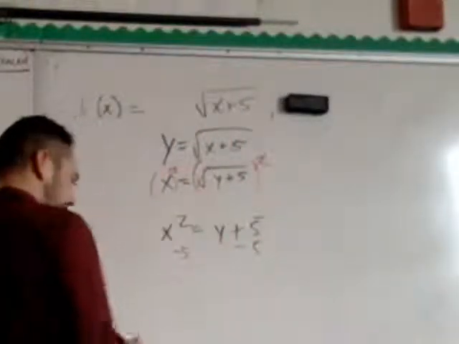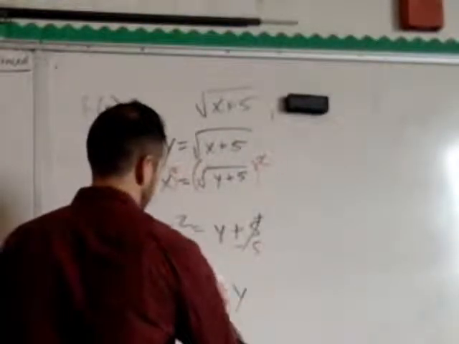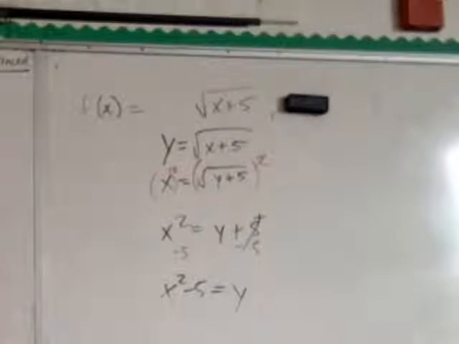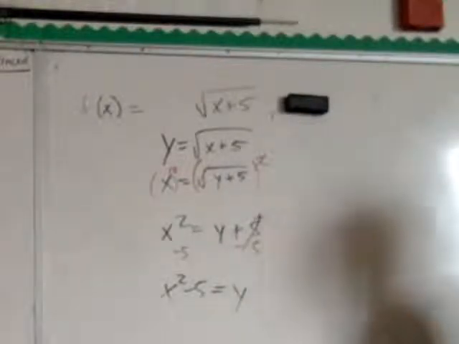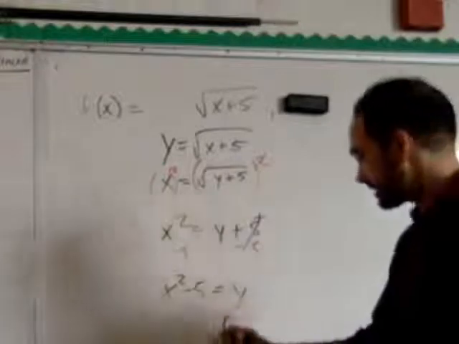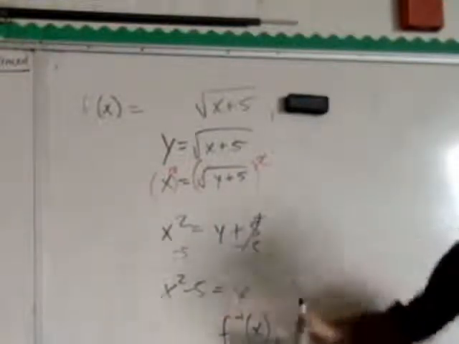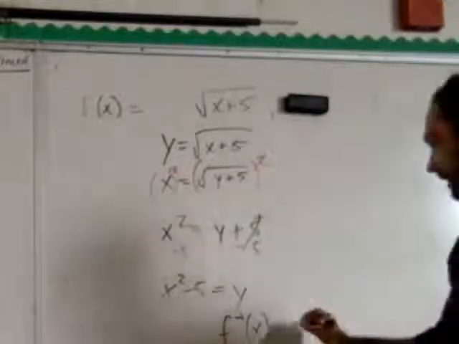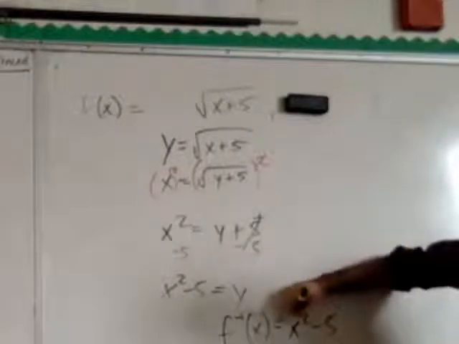What are we going to do to solve for y from here? Good job. Minus 5, minus 5. Now y is equal to x squared minus 5. Good. Last step. Sam, what's our last step? Make the y f of x with the minus 1. All right. So just make sure that you don't forget it's the inverse. Otherwise, you might get confused.